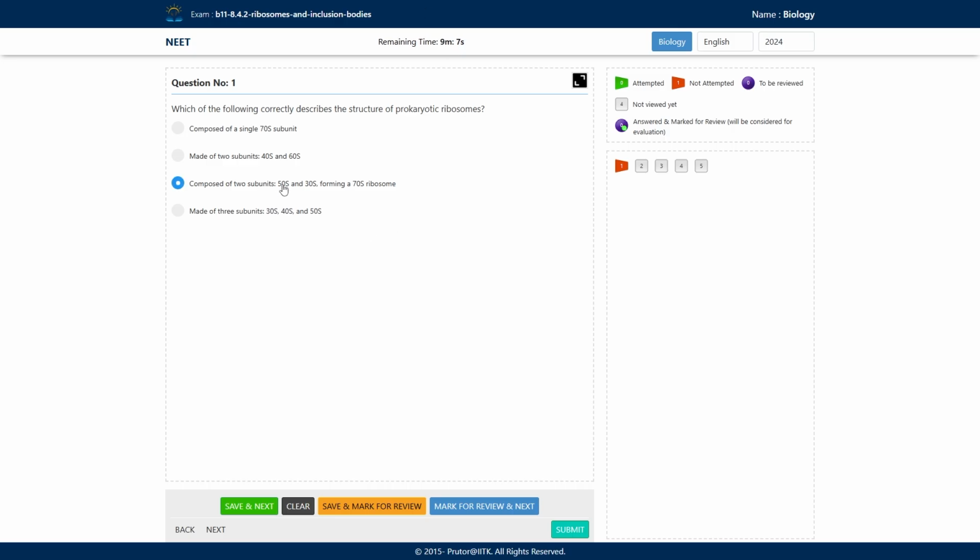The option number C will be the correct answer here. The prokaryotes have 70S ribosomes, which are made up of two subunits, 50S, which is the larger subunit, and 30S, which is the smaller subunit.